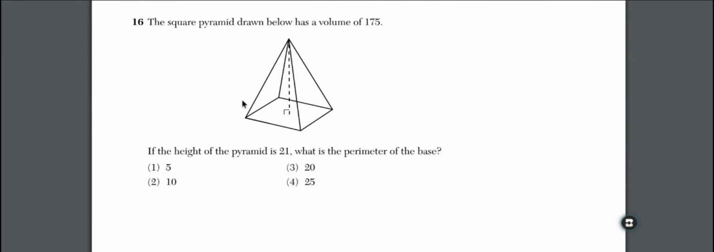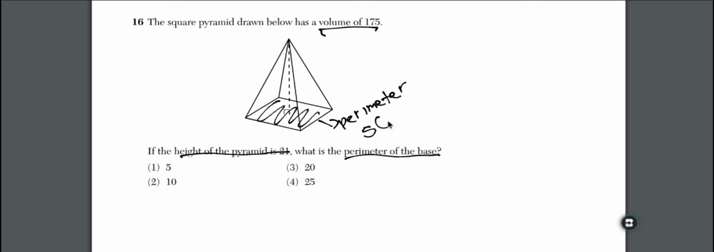Question 16 says, the square pyramid drawn below has a volume of 175. If the height of the pyramid is 21, what is the perimeter of the base? So this is my base. This is what I'm asking about. I'm asking for the perimeter. And what I can see is that it is a square pyramid. So if it's a square, I know my perimeter is going to be the length of one side times 4, because in a square, all sides are congruent, meaning that they are the same length.